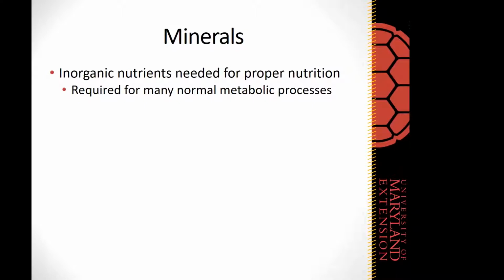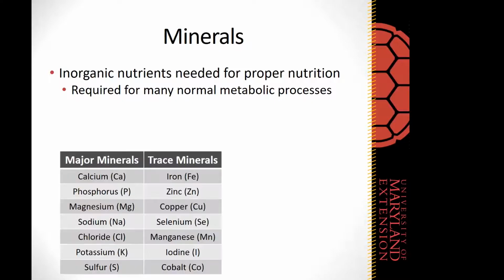For the minerals, minerals are inorganic nutrients as compared to organic. But again, they are also required for proper nutrition. Just like we have requirements for minerals, our livestock do too. So they're required for many of our normal metabolic processes. And here's just a list of some of the major minerals that are required. The major ones are sometimes referred to as macro minerals. You can see on the left-hand side of that table, that just means that they're required in slightly higher amounts compared to the micro minerals or trace minerals, which are on the right-hand side of that table. And that just means that those are required in smaller amounts.